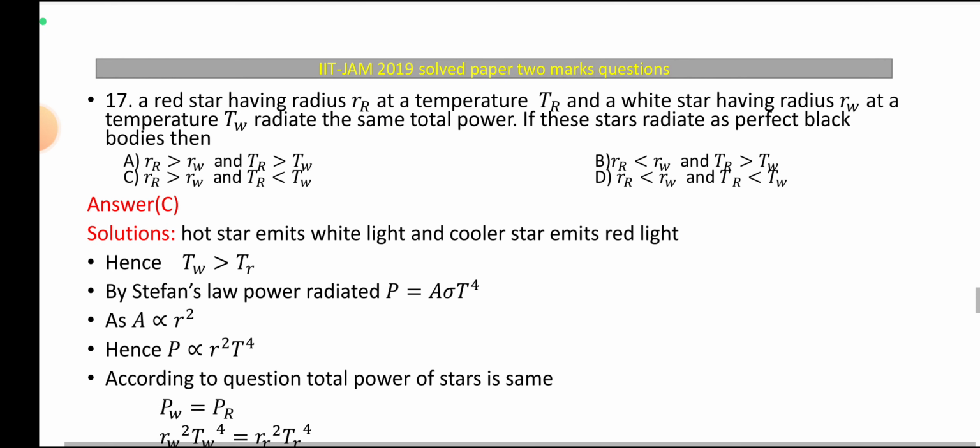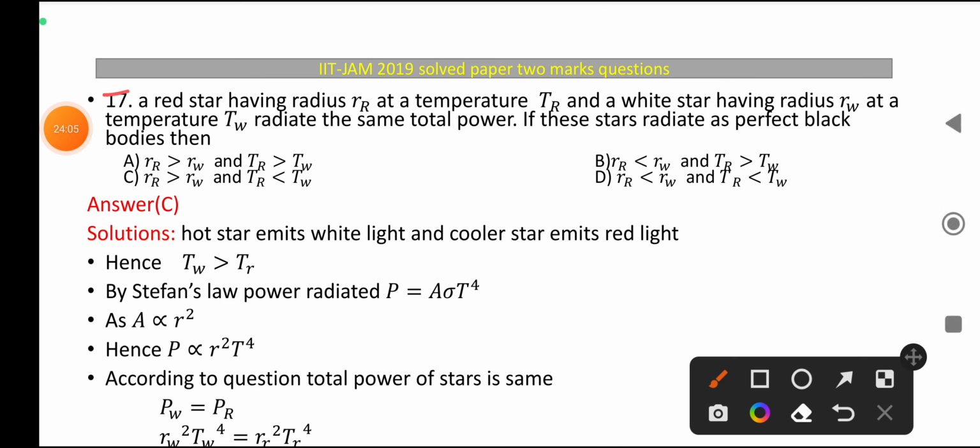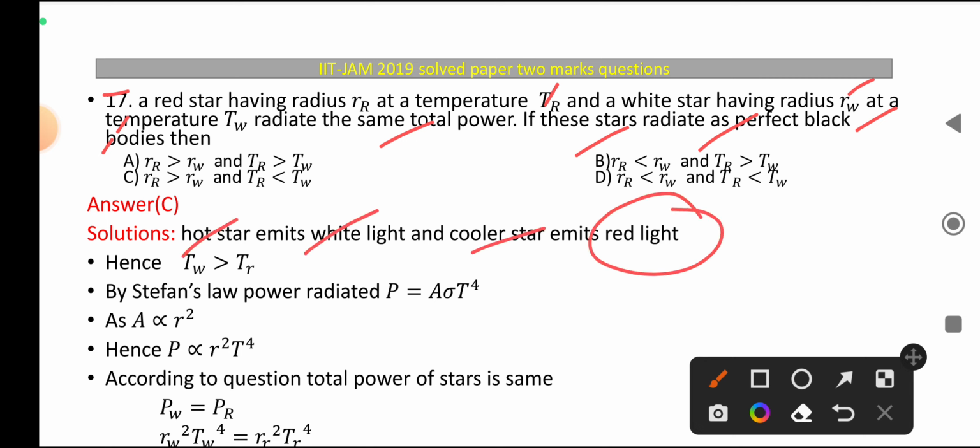Next, a red star having radius Rr at a temperature Tr, and a white star having a radius Rw at a temperature Tw, radiate the same total power. If these stars radiate as perfect black bodies, then what is the relation? Hot star emits white light, cool star emits red light. So red light means low temperature, white light means high temperature. So the condition is Tw is greater than Tr.